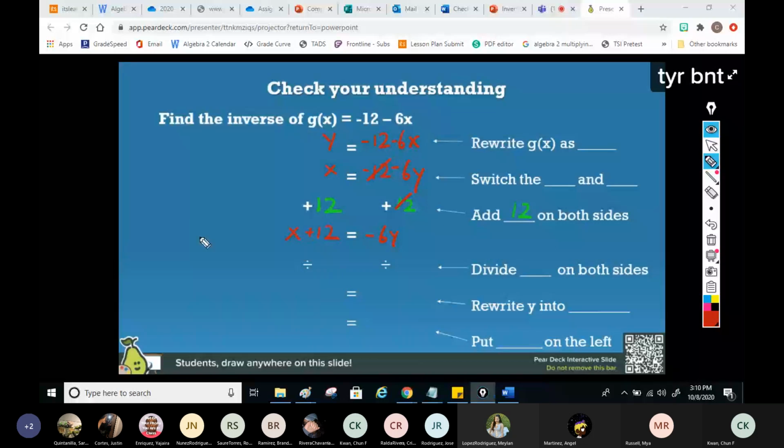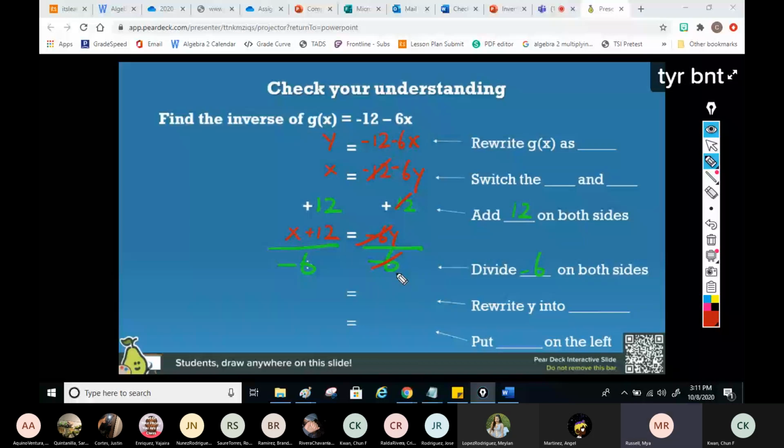I see most of you get to this step. And then the next step, you have to divide by negative 6. There are 2 ways you can do it. You can write the division symbol and then negative 6, or, which is what I prefer, just use a line like that. So divided by negative 6, either way is just fine. Divided by negative 6 on both sides. And then after that, you divide the whole x plus 12 by negative 6.